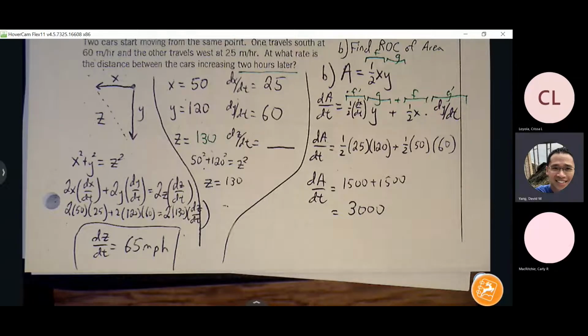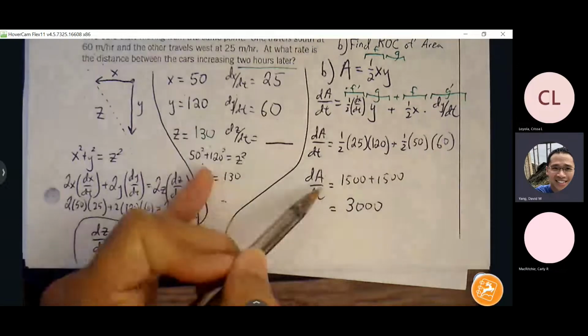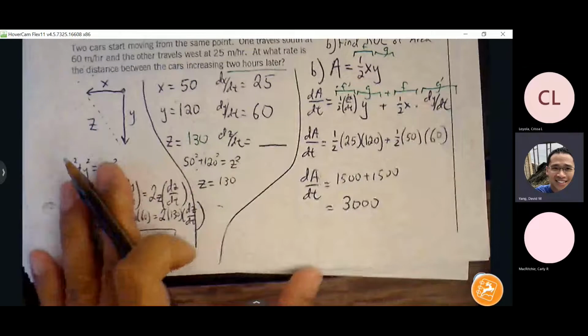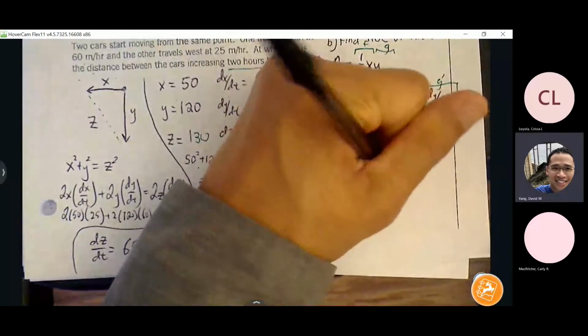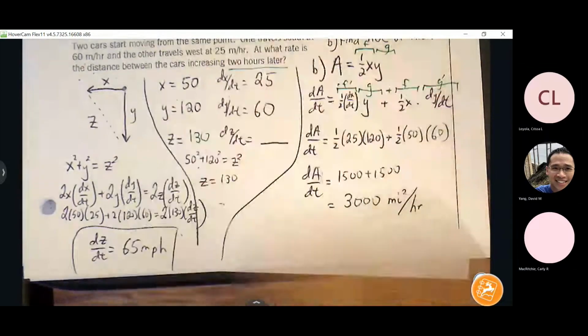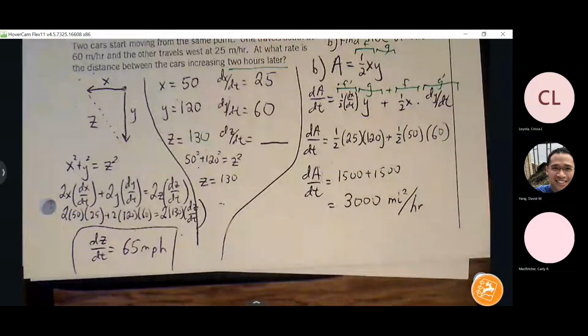Like, what's the unit of measure? Would it just be miles per hour? But area though, that's squared. Square miles. Yeah, square miles per hour.